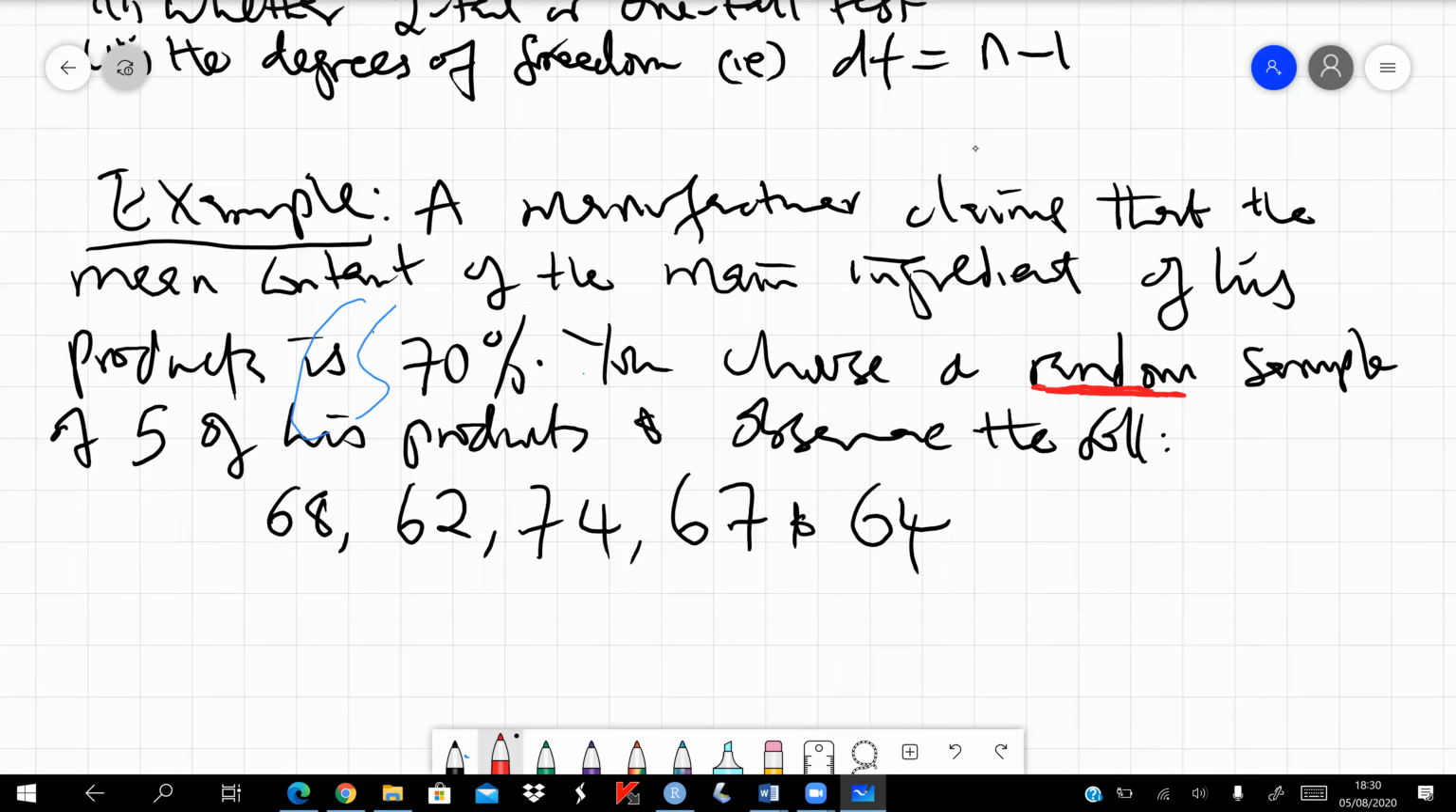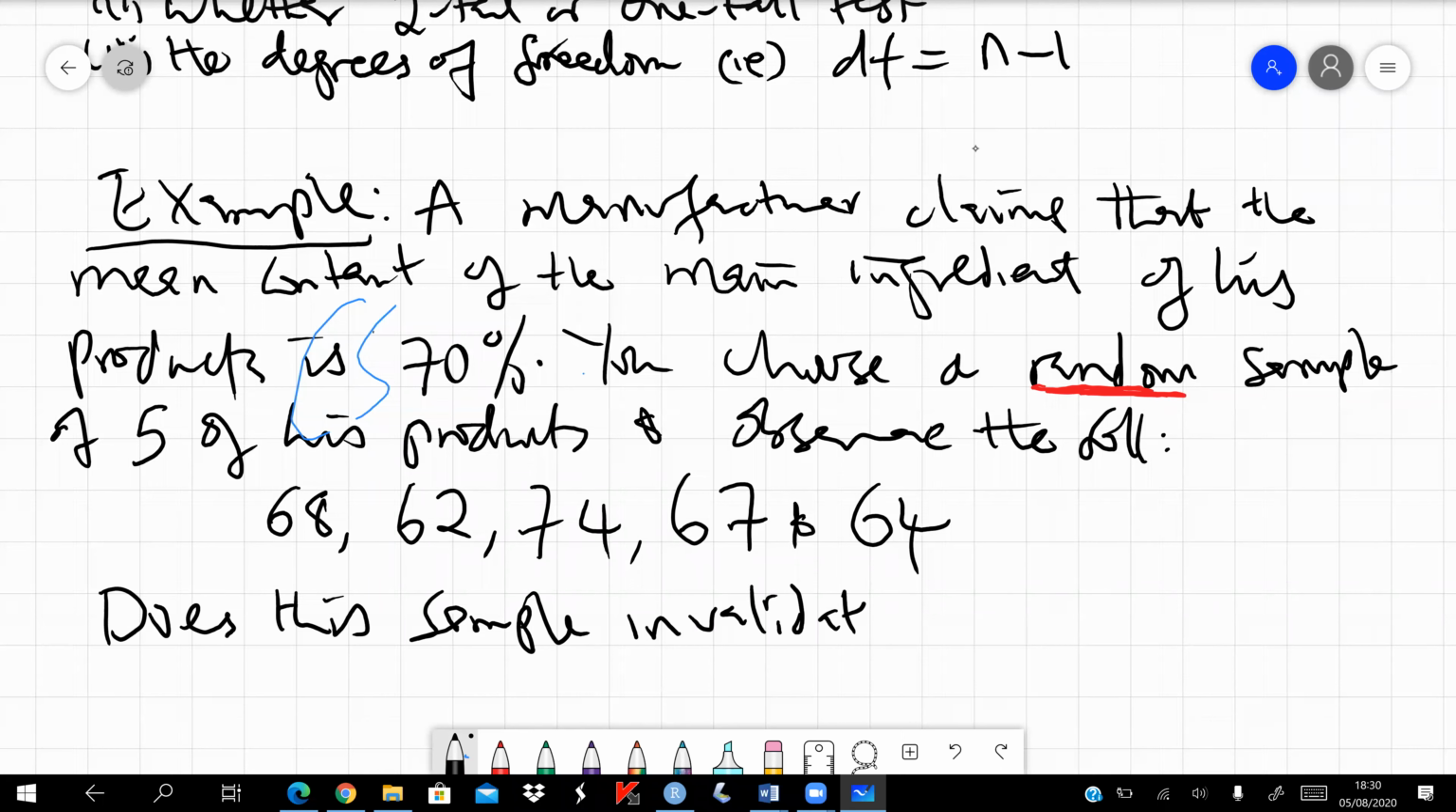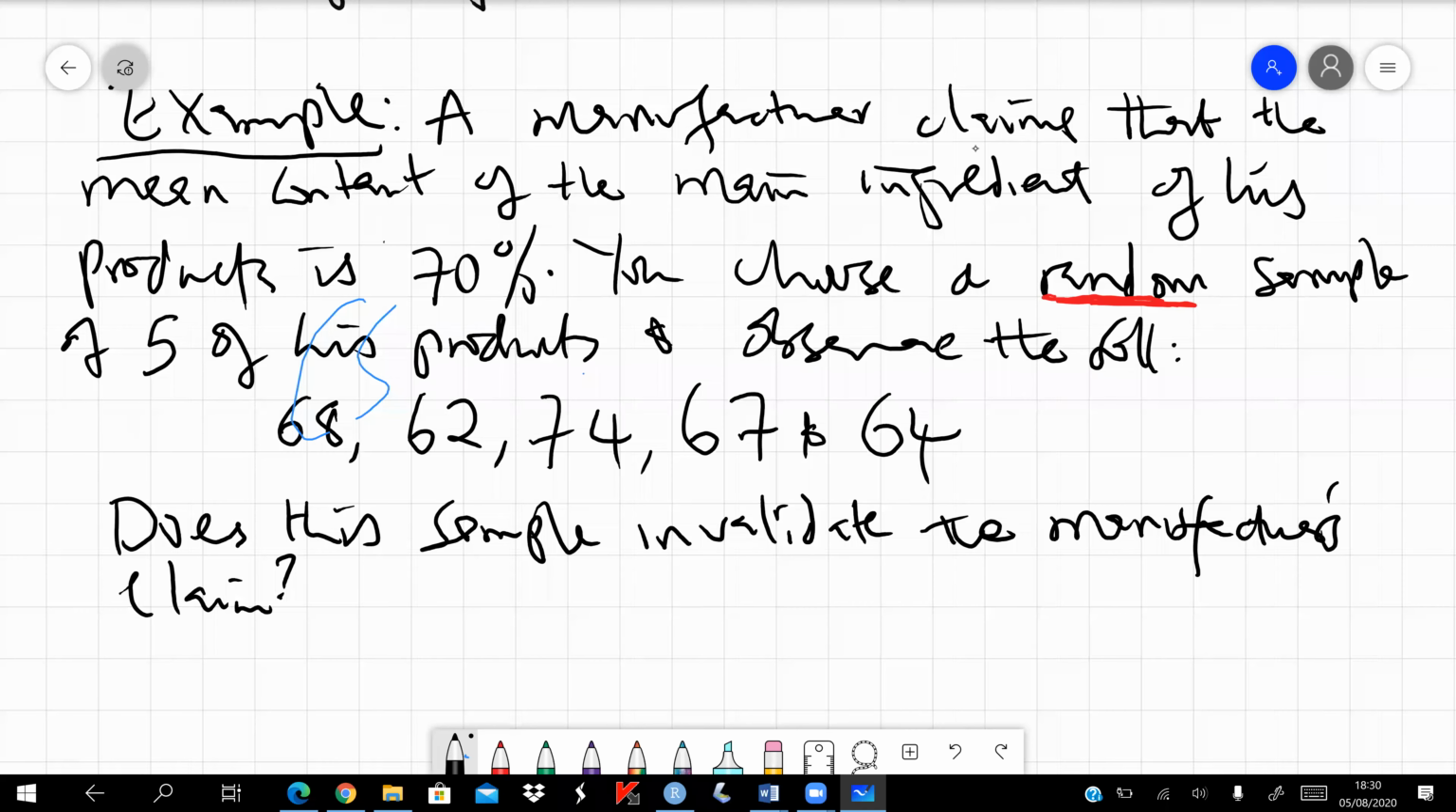So this is the question: does this sample invalidate the manufacturer's claim? Does this sample invalidate the manufacturer's claim? So we want to test hypothesis here. We want to test the claim by this person here. The steps of testing hypothesis will be similar to the ones that we observed in the context of the normal distribution. So the steps will be the same.